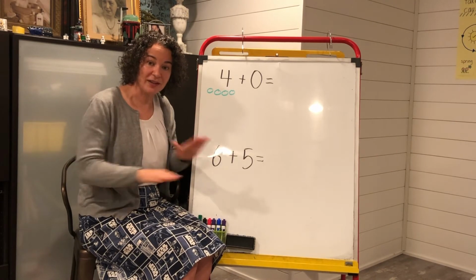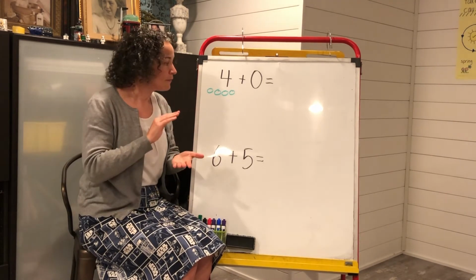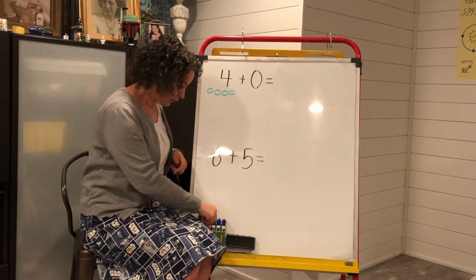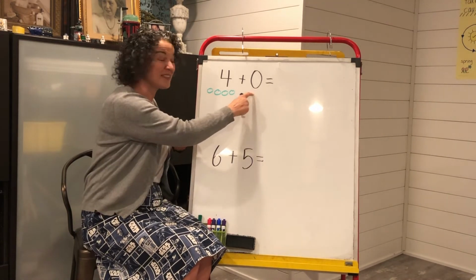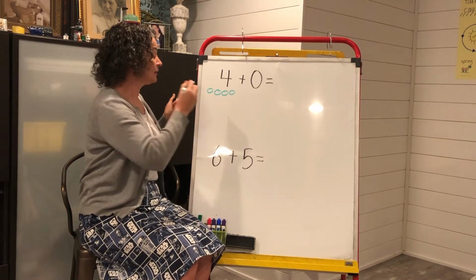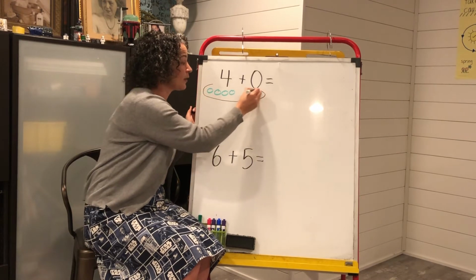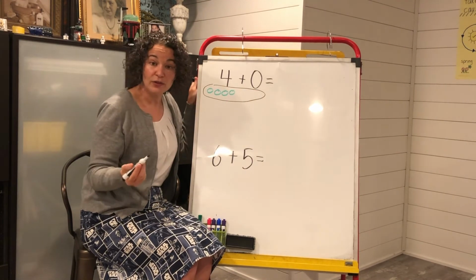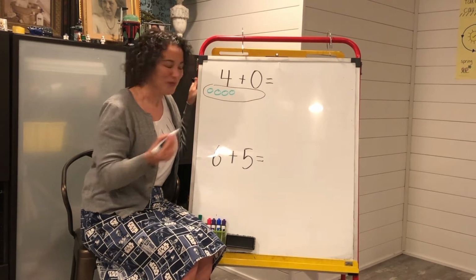0 is holding the place. It does not have value that we can count up. So my friends, I am going to leave this space empty, but I am going to circle like there was something there. And then my friends, we're just going to count up like normal. You ready? Here we go.